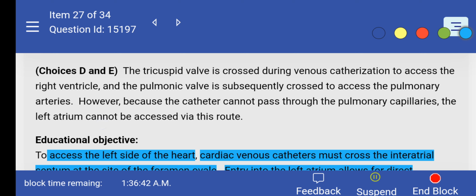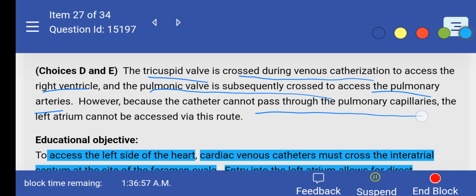Why not options D and E? Because the tricuspid valve is crossed during venous catheterization to access the right ventricle, and the pulmonic valve is subsequently crossed to access the pulmonary arteries. However, because the catheter cannot pass into the pulmonary capillaries, the left atrium cannot be accessed via this route.